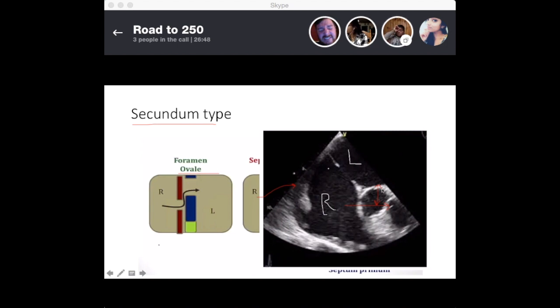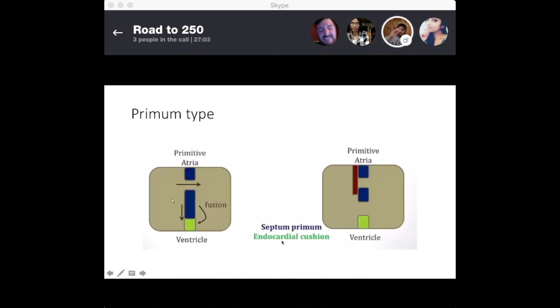And so this is a picture that I found, and it just shows, sorry if I cleared all my pen colors, but there's a big gap right here. And that's what you're looking for. And then the primum type, obviously, is basically the septum primum fails to fuse with the endocardial cushion as it should. This fusion should occur. So when it fails to do so, it leaves this opening.